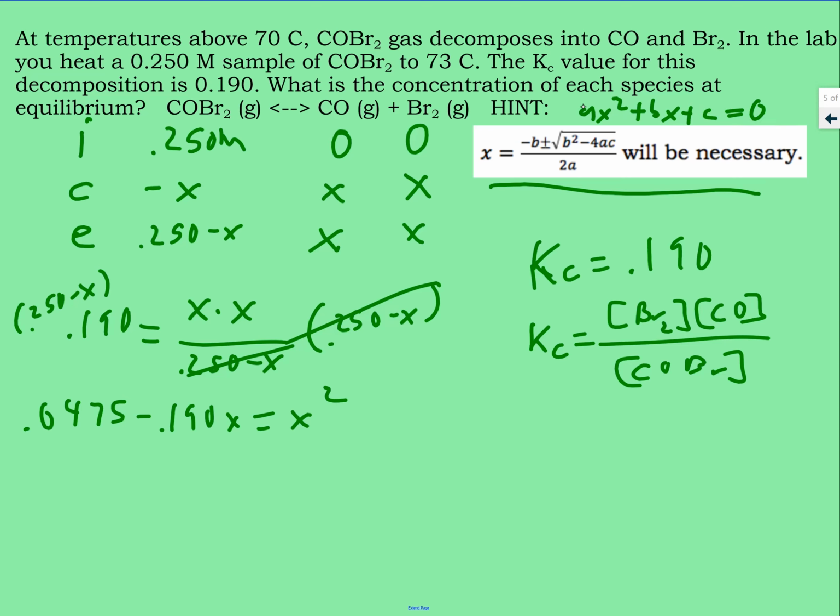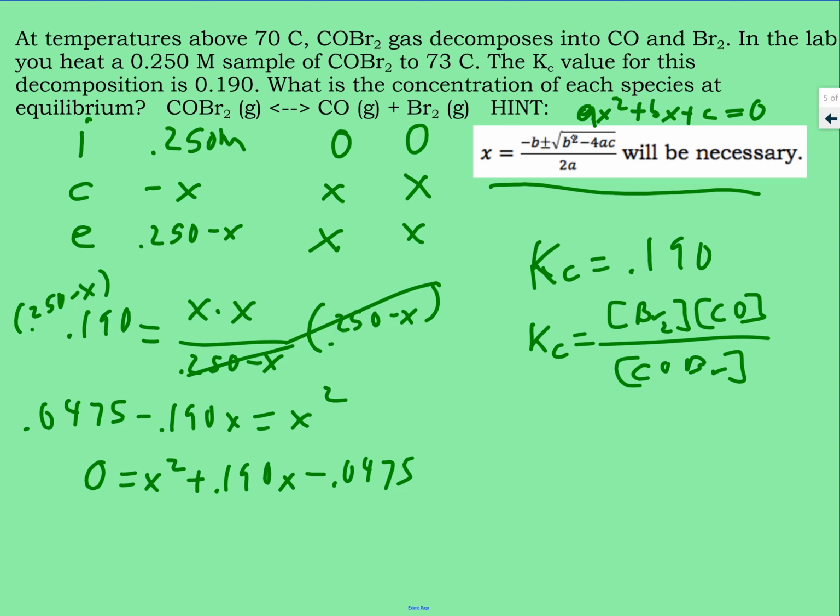If you don't remember, the quadratic formula is for ax squared plus bx plus c equals 0. That's where the quadratic formula works. So I might get into a form like that. I like to deal with a positive a. It doesn't matter though, so I might move these over to the right side. So I got 0 equals x squared plus 0.190x minus 0.0475. I can plug that into the quadratic formula now.